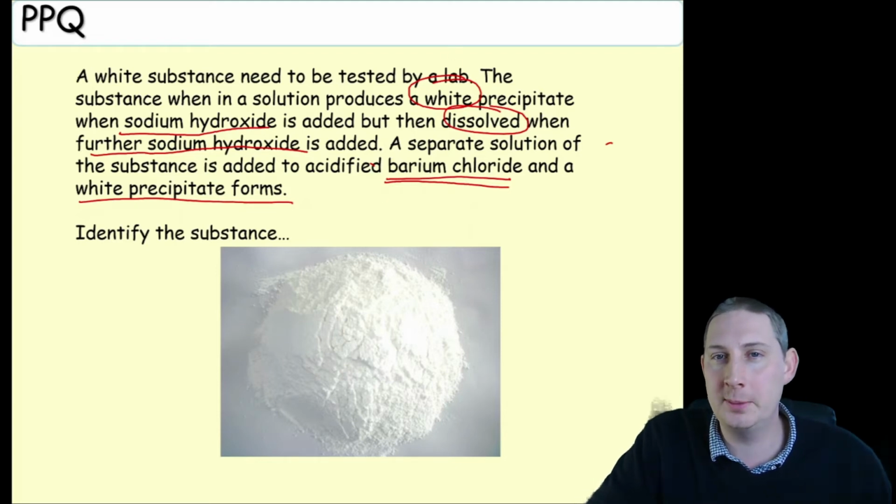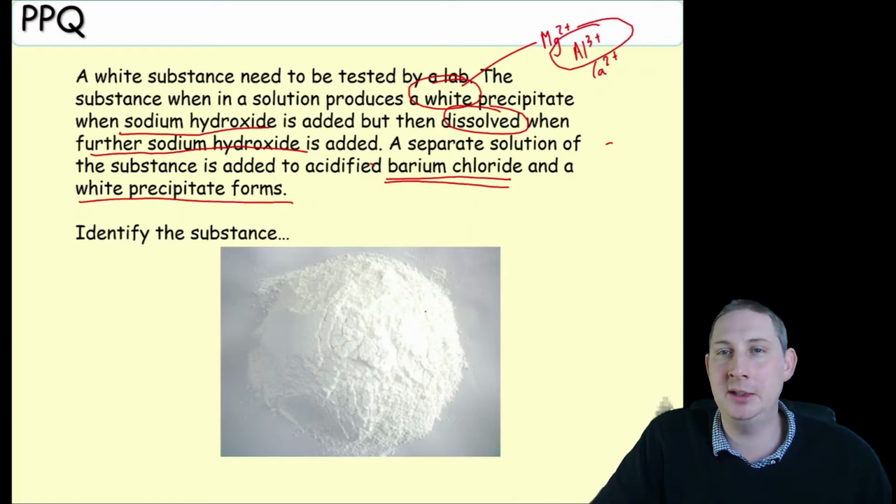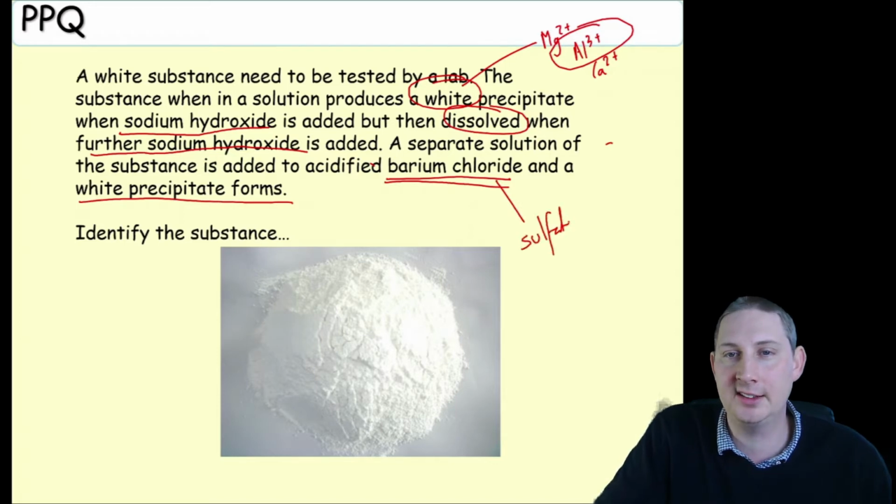So, what does the white precipitate mean with sodium hydroxide? It means it contains magnesium, aluminium, or calcium. However, we're told that that precipitate redissolves in excess sodium hydroxide, meaning it must contain aluminium 3+ ions. A separate solution of the substance is added to barium chloride and a white precipitate forms. Well, barium chloride is used to test for sulfates, SO4 2-.